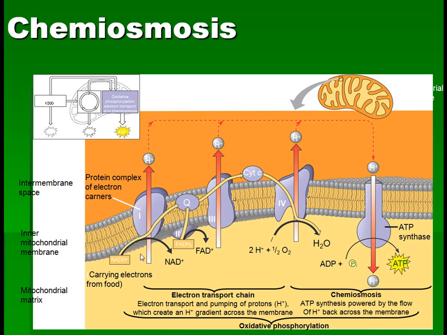So here's what's happening. NADH drops off its electrons to this first protein complex. It is now oxidized, can go back and get more electrons from our food sources. Those electrons then will travel from protein complex 1, be carried through ubiquinone to complex 3, be carried through cytochrome C to complex 4, and then all the way down to the end at oxygen.